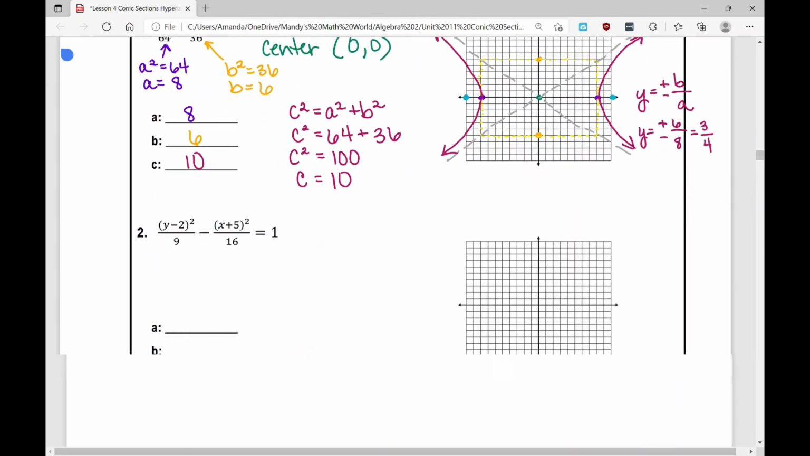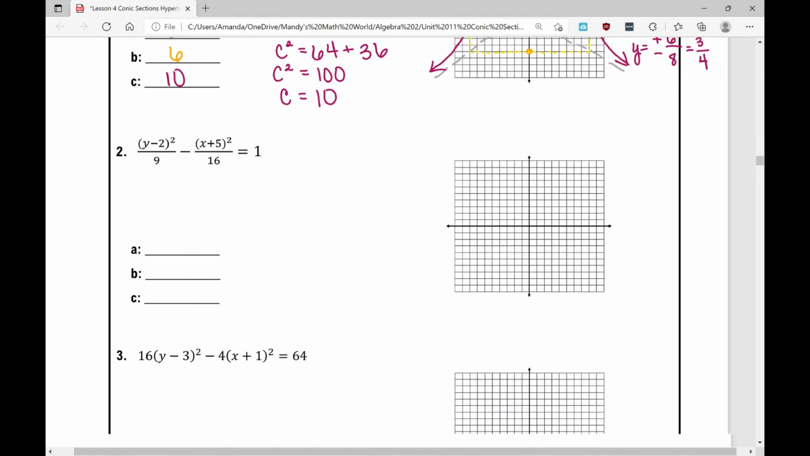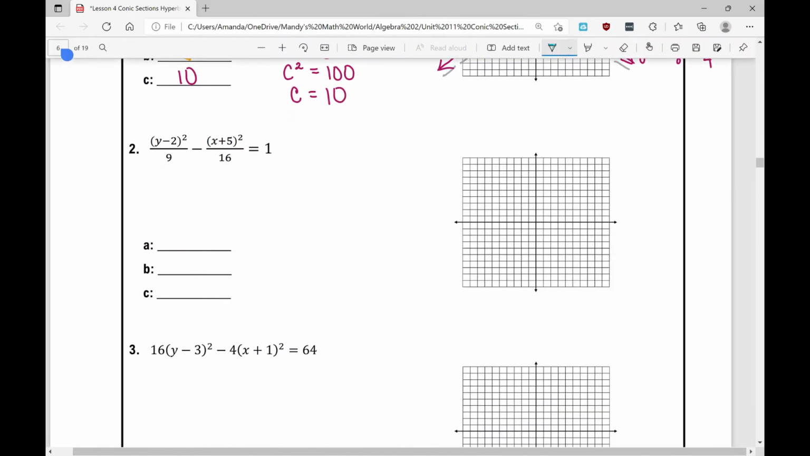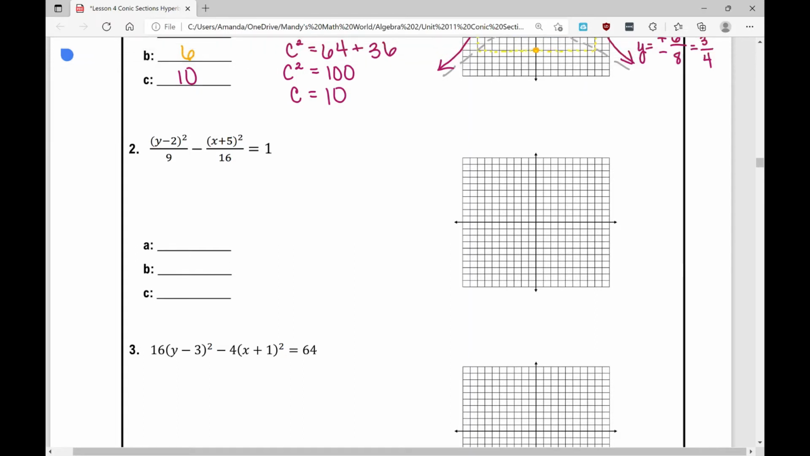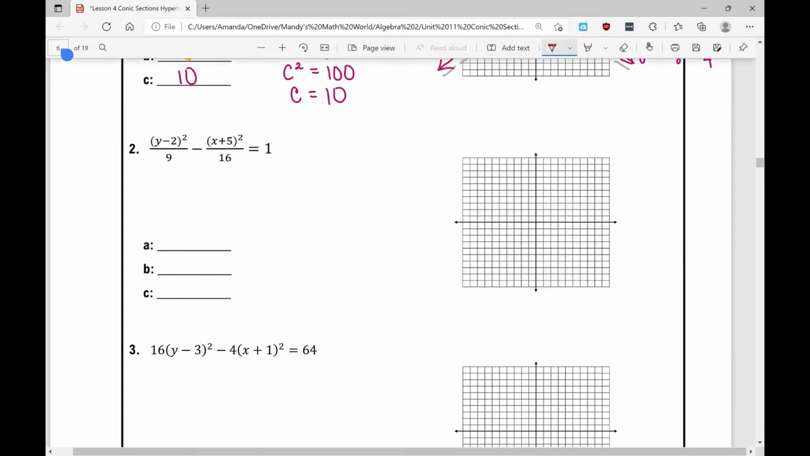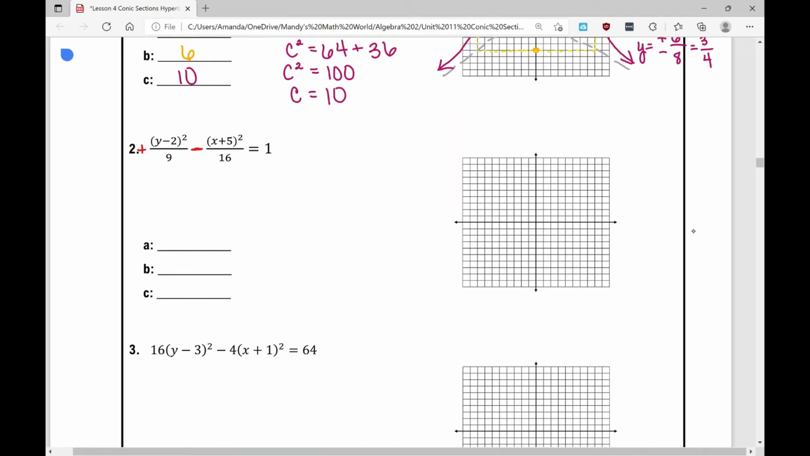And in example number 2, let's see what we have here. I see that it's definitely going to be a hyperbola because I have a positive in front of one fraction, and a negative in front of the other. So I know it's a hyperbola. And since that negative is in front of the x term, I know that it's going to open up and down. So my little picture that I draw is a vertical transverse axis, and it's going to open like that. Okay? So now let's determine where our center point is.